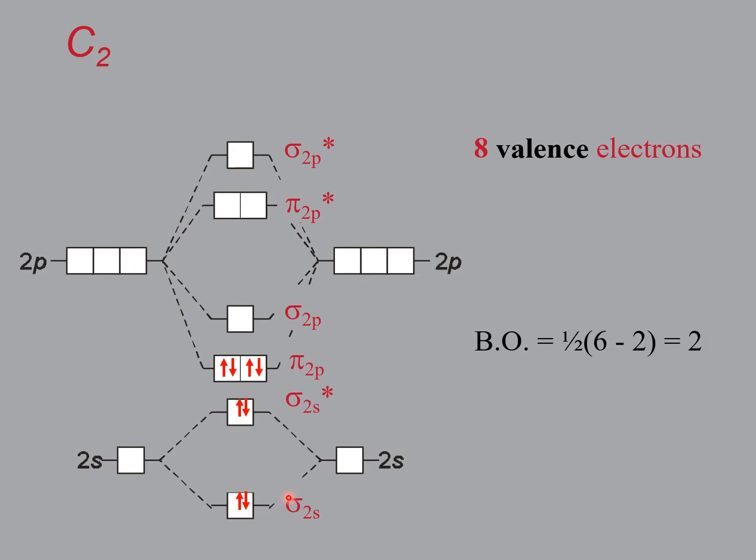So what's the bond order of dicarbon? Well, we've got 6 bonding electrons, and we have 2 anti-bonding electrons, giving us a bond order of 2. So we would call that a double bond. And that is consistent with experiment, that bond in dicarbon seems to be of a length and strength that one would associate with a double bond, or a carbon double bond in particular.